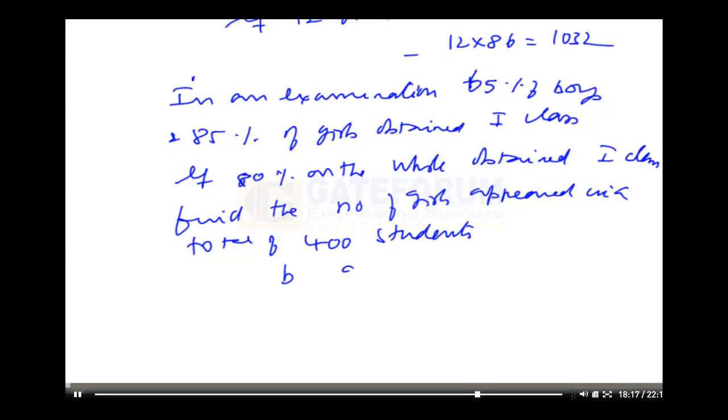So boys on one side, girls on one side. 65, 85, overall 80. We get the ratio as 1:3, out of 4. In 400 there are 300 girls.